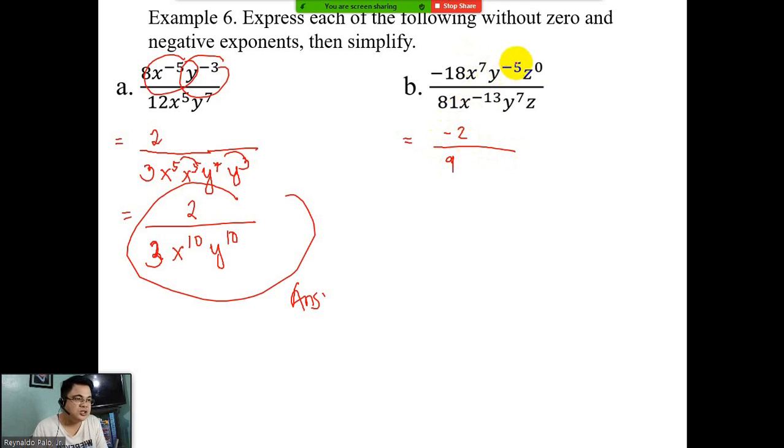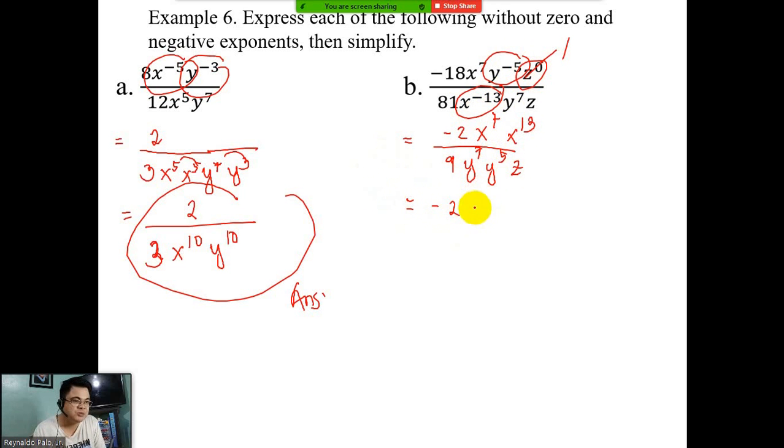Then take note, we can already simplify z raised to the 0 power. This will become 1. And then, x raised to the 7 power will remain. Then, we have to put this on the numerator, x raised to the power of 13. Then, we have to put this on the denominator, y raised to the power of 7, and then y raised to the power of 5. Then, bring down z.